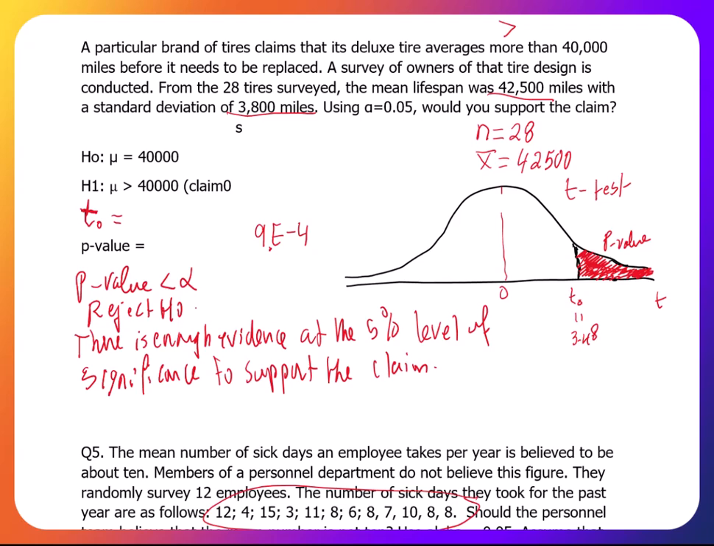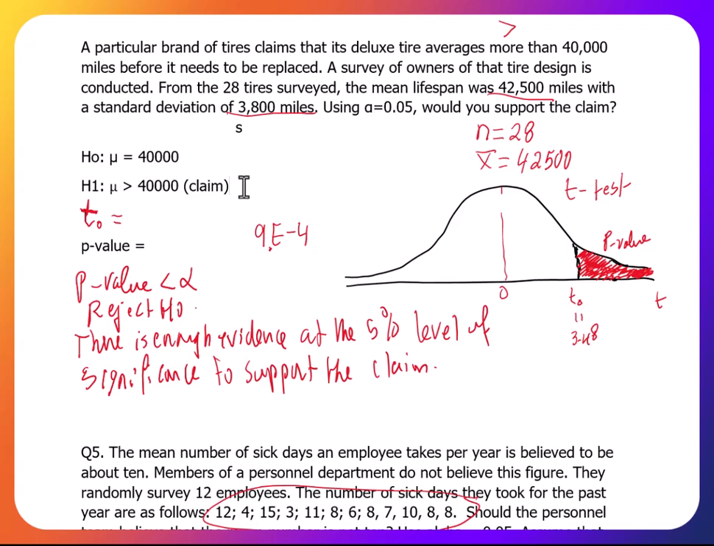All right. This is really the common case in this chapter. A particular brand of tire claimed that its deluxe tire averages more than 40,000 miles before it needs to be replaced. So they claim that the average lifetime of the tire is more than 40,000. So I wrote the null and the alternative. You can see greater than 40,000, and this is always equal. And the claim is right there.